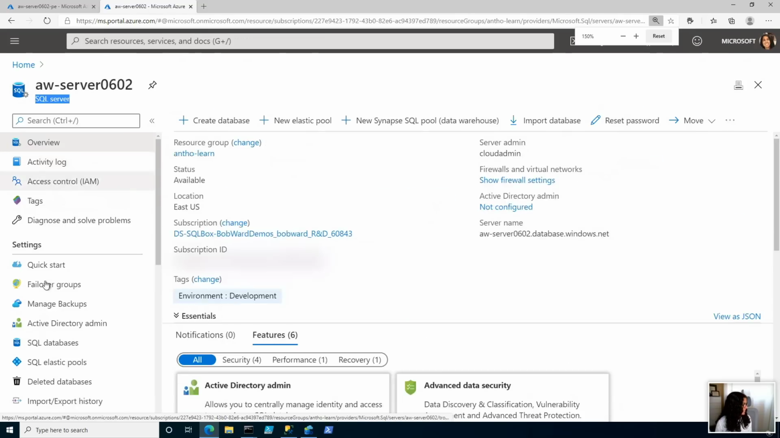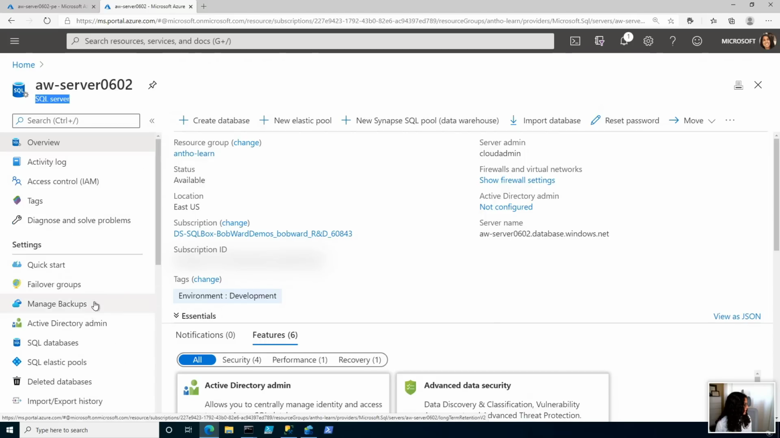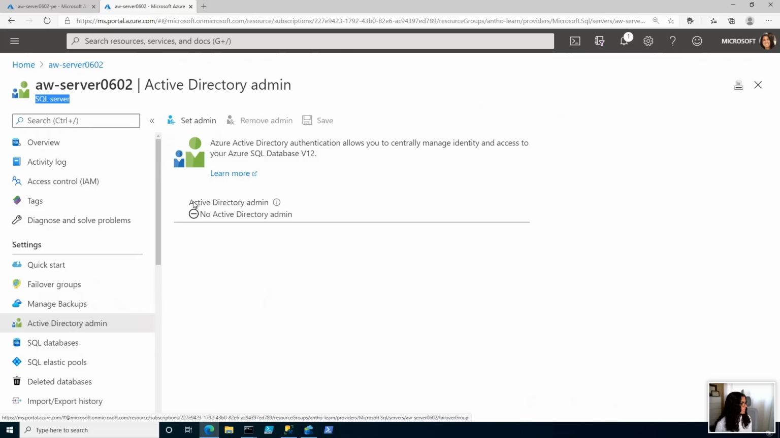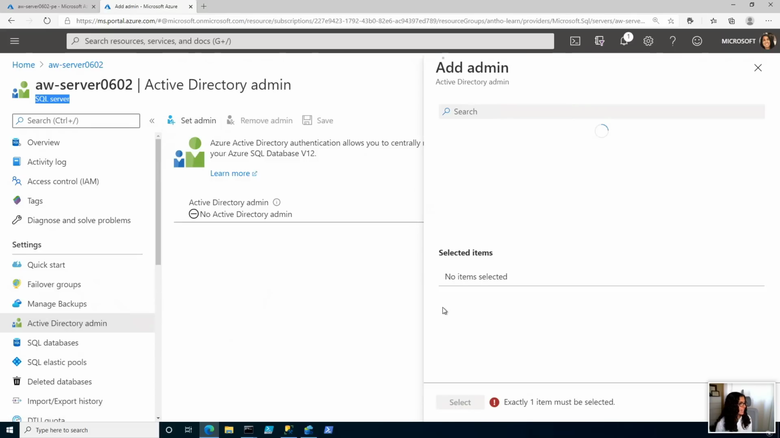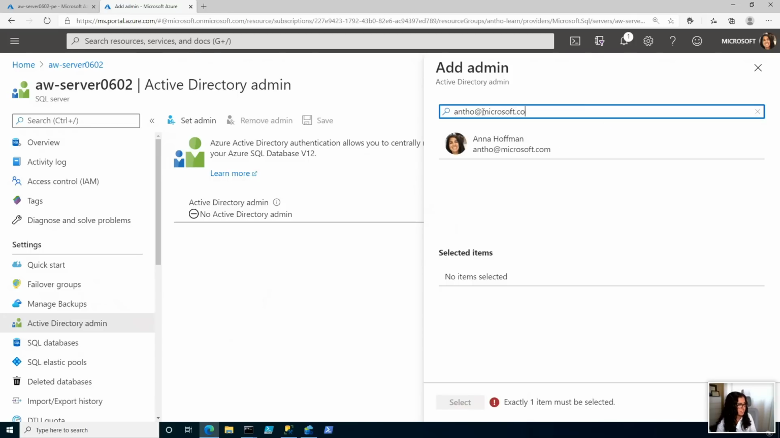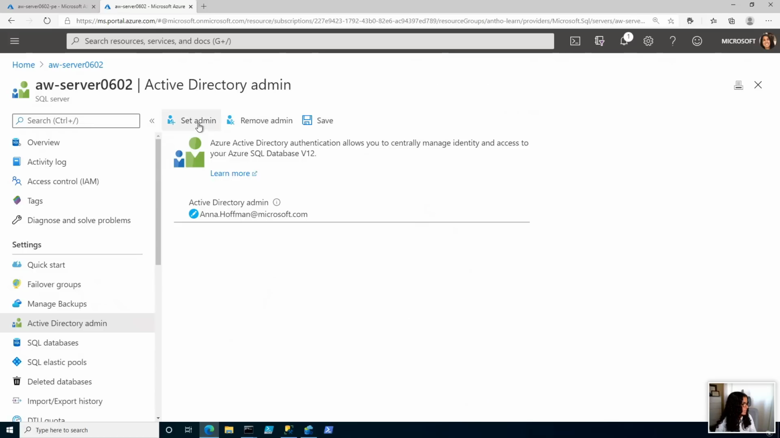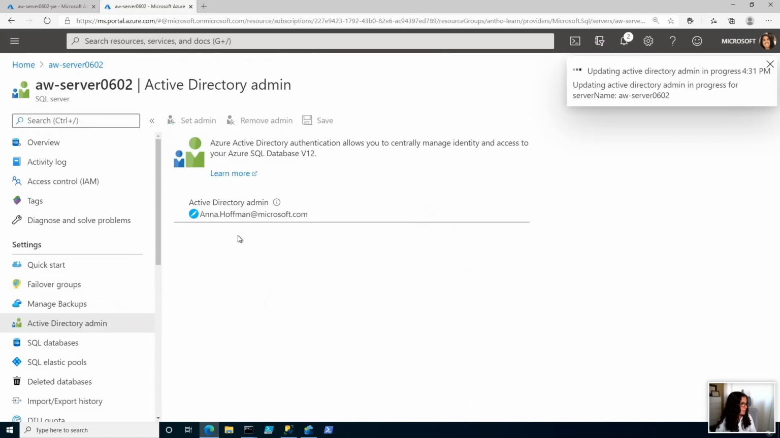On the left-hand side, what I have is lots of information, but one of those things is the Active Directory admin. So if I click that, I can go ahead and set an admin. This is a pretty easy process, but it's good to note that you can only have one user or one role as an Active Directory admin. So I'm just going to add myself, select it, and hit save. Save is an important piece, otherwise it won't be saved.